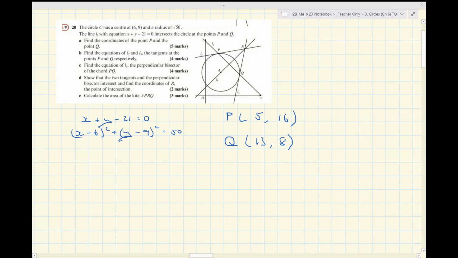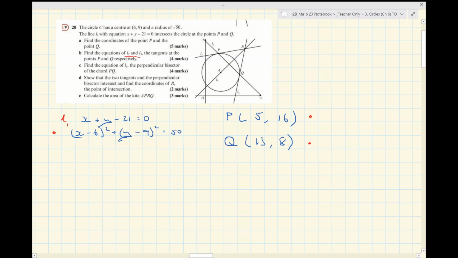20 part B. Right, let's just recap. I've got a straight line, L1, which is here. I've got the points P and Q, which I found here, which is where L1 intersects the circle. And here is the equation of the circle, which has a centre of (6, 9) and a radius of root 50. Right, I've got to find the equations of L2 and L3.